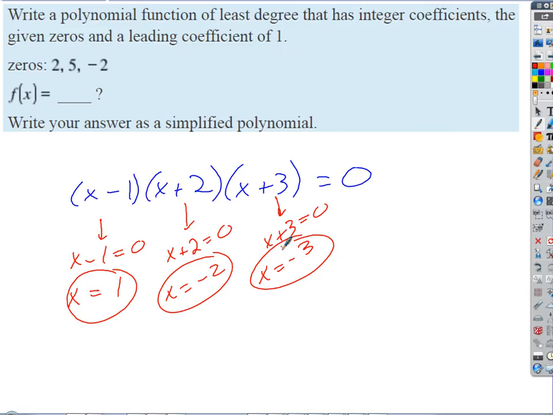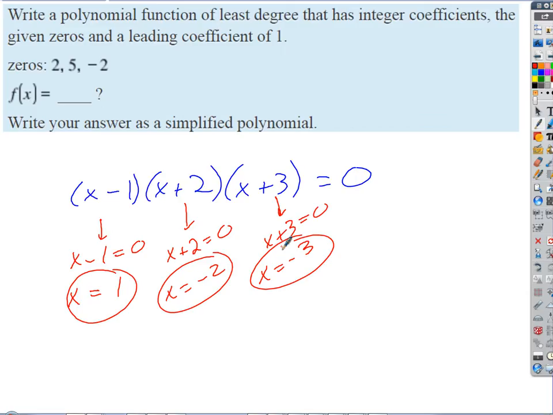Now, what if we wanted to reverse that? What if instead we were given some zeros: x equals 1, x equals negative 2. We're just going to work backwards, right? If I gave you these zeros and said, build the polynomial that they come from, that's a lot easier than what you've been doing, because factoring is relatively hard to do.